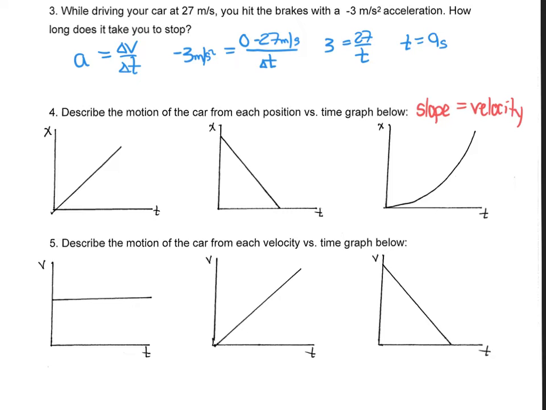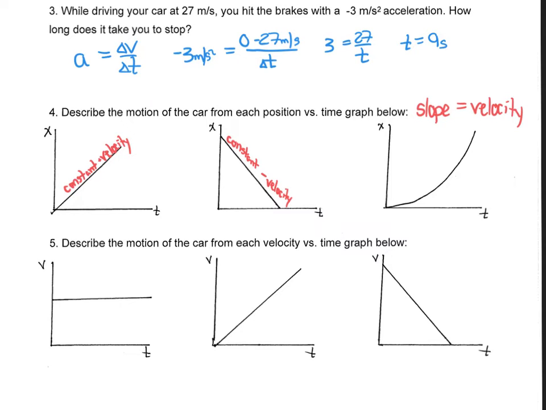If we look at the slopes here, here we have a constant positive slope. So let's say constant velocity, and that's positive. If I look at this one here, this is a constant negative slope. So here I have a constant negative velocity. I'm just going to write it right on the graph, everybody. Negative velocity.